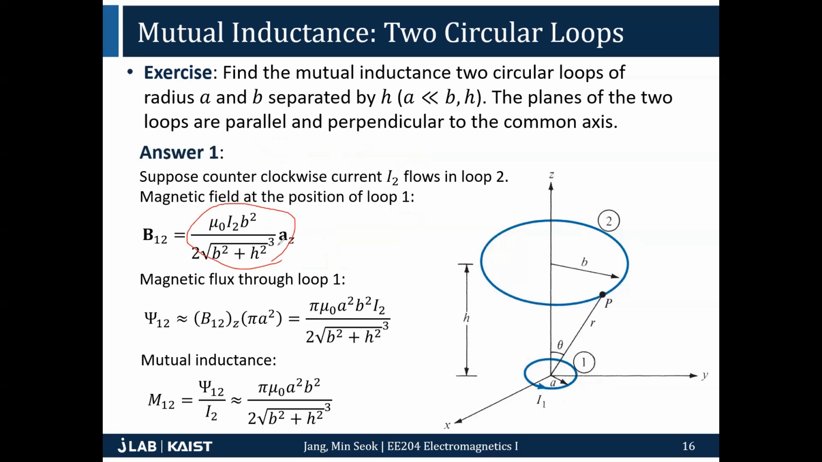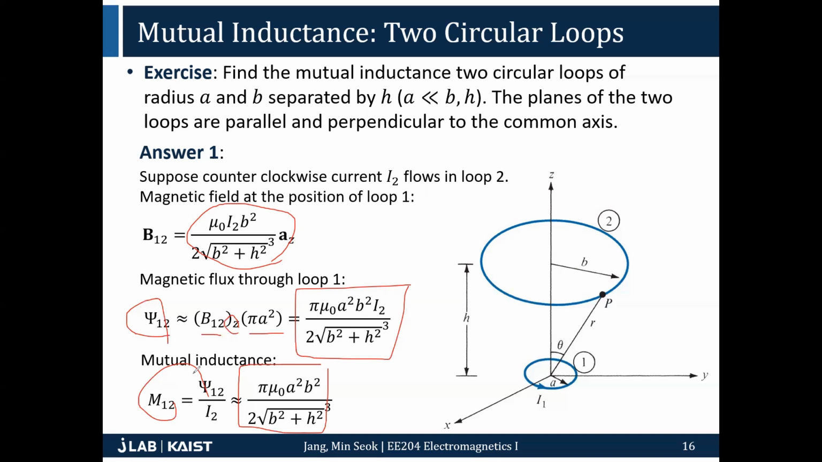right? I don't want to go through how to obtain the B field because we've done it already. All you need to do is use the Biot-Savart law. And then psi 12 is the B12 Z component multiplied by pi a squared. And then you can get this answer. So by dividing this by I2, you get this. This is your mutual inductance. Very easy, right? Very, very easy.